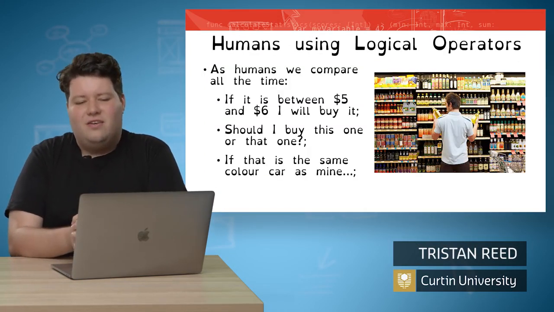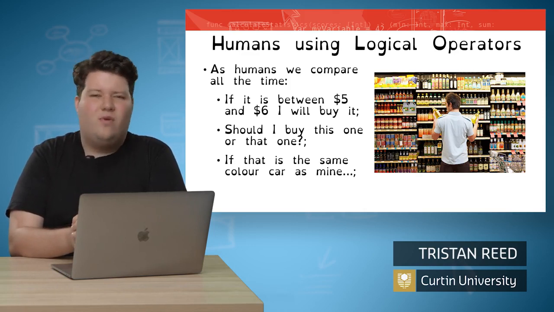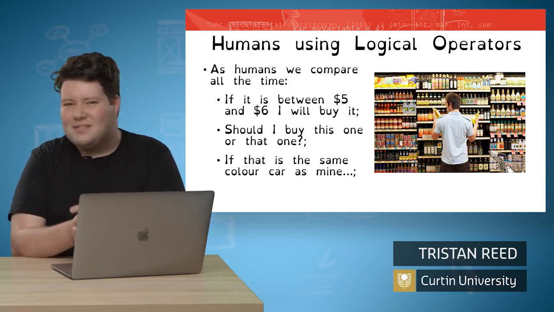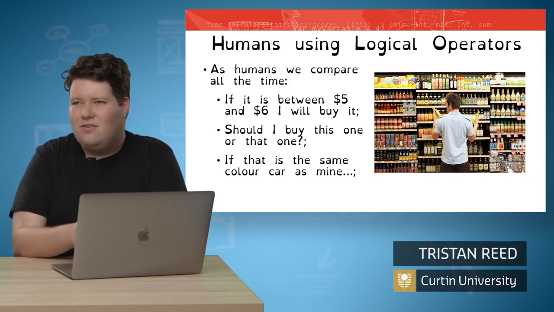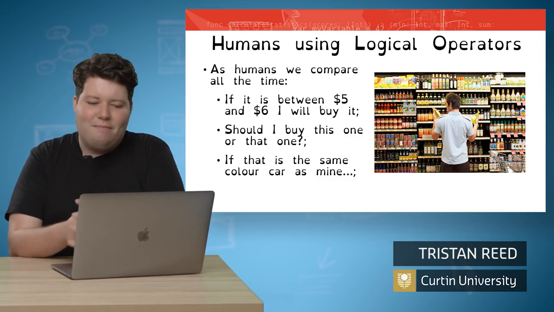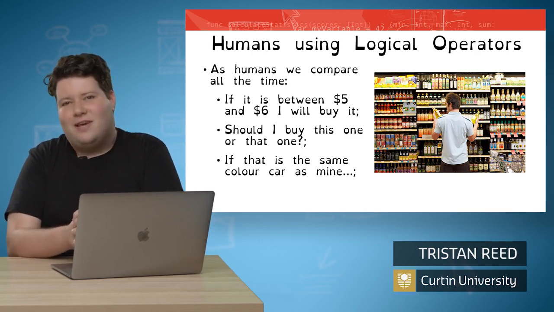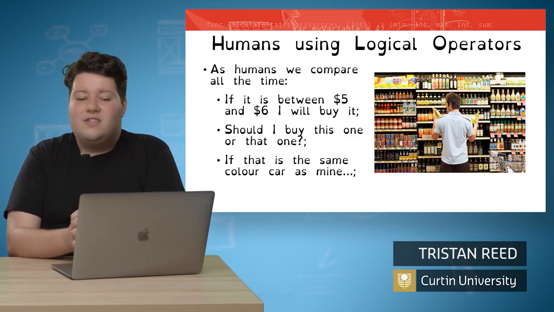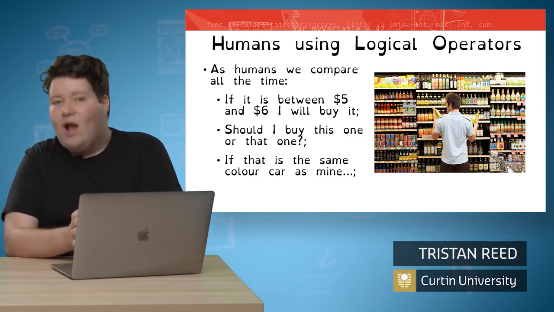As we've said, humans are comparing things all the time. We're constantly using logical operators. If it's no more than this price, let's buy it. Should I buy this one or that one? If that person has bought the same car in the same colour as me, well, I guess I'll have to sell mine. What we are now wanting to do is use the same operators in Swift and in our apps.